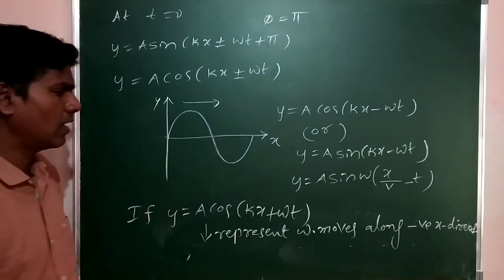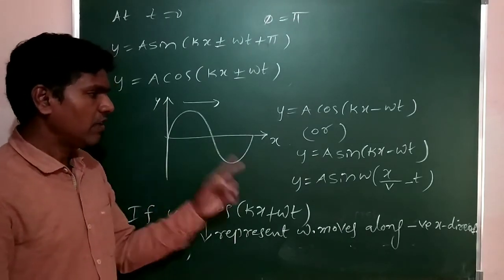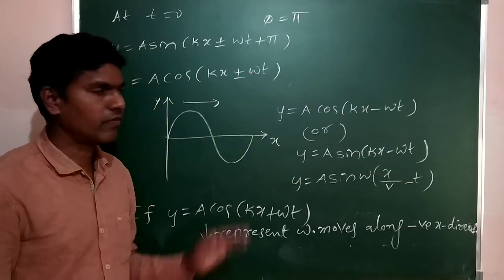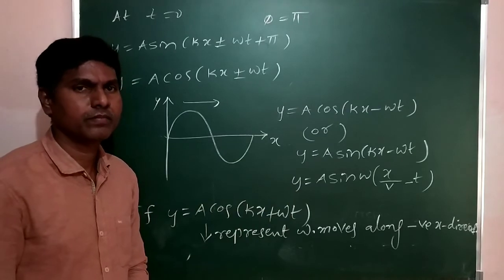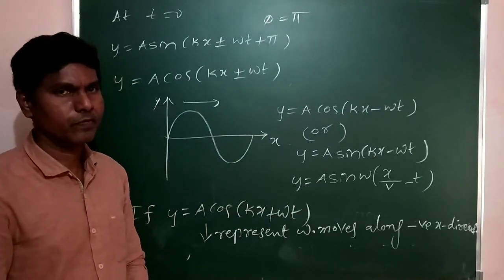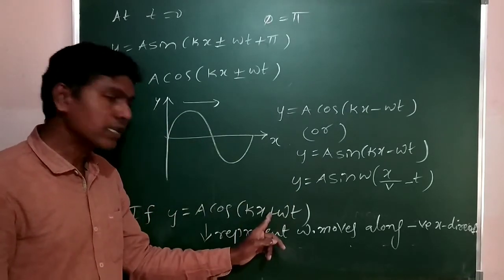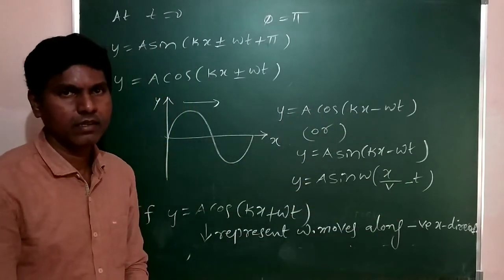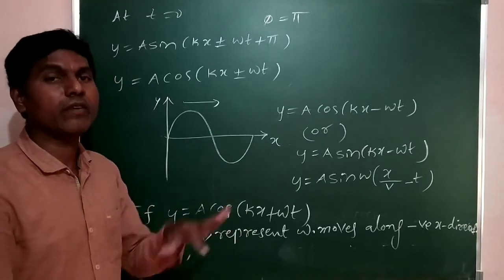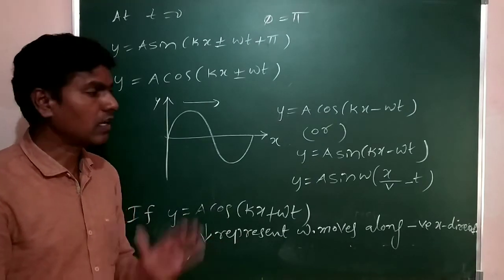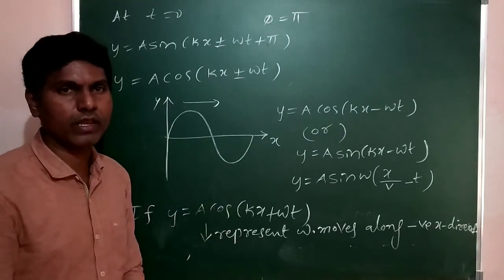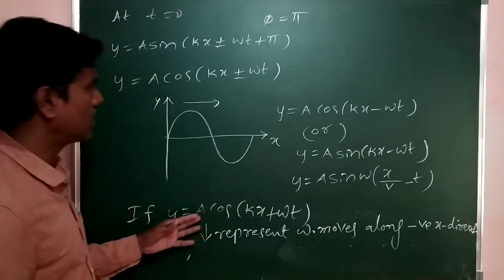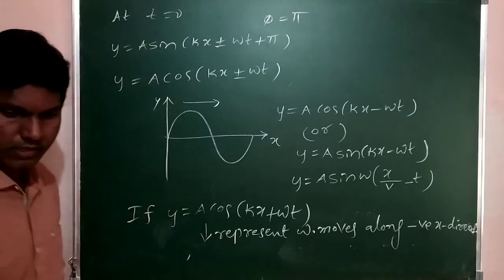To remember very simply: if the negative sign is mentioned here, the wave moves along the positive x direction. If the plus sign is mentioned, the equation represents the wave moving along the negative x direction. Write these equations.